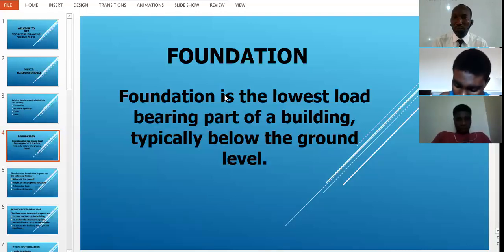And the reason is because it is the lowest, it is the load-bearing part of the building. Foundation bears the load of the building. No matter the kind of structure you are going to put in place, you need a foundation to be able to what? To carry that load. So by definition, foundation is the lowest load-bearing part of a building, and it is typically below the ground level.